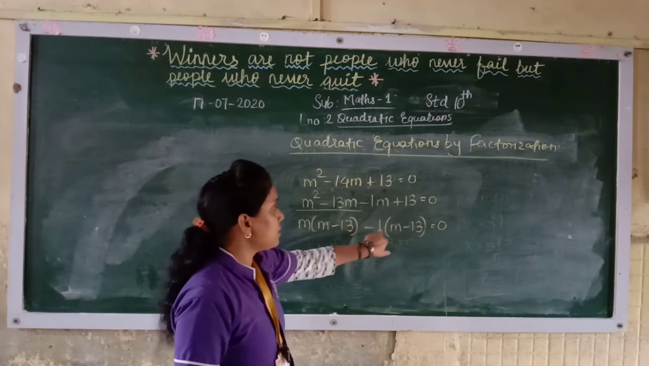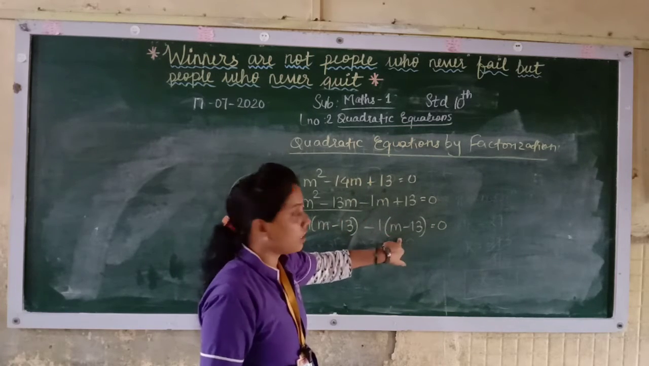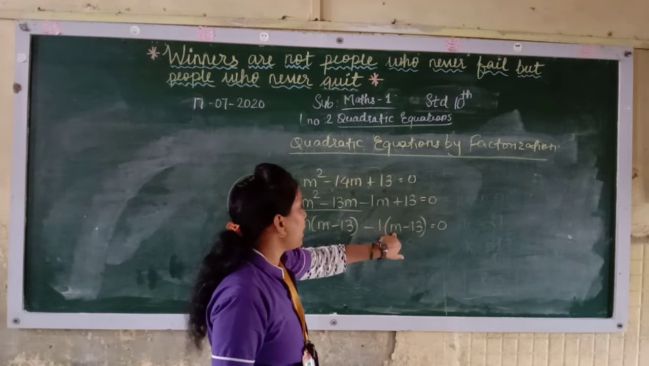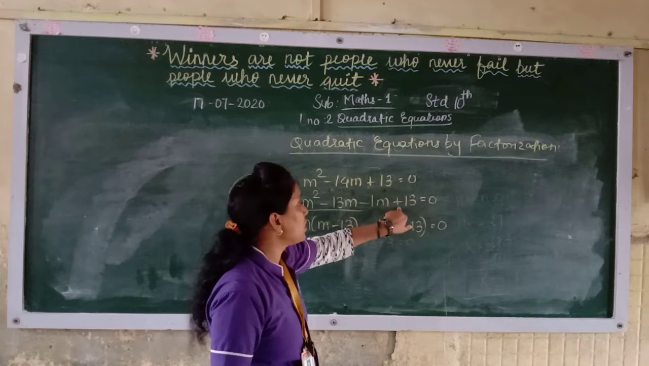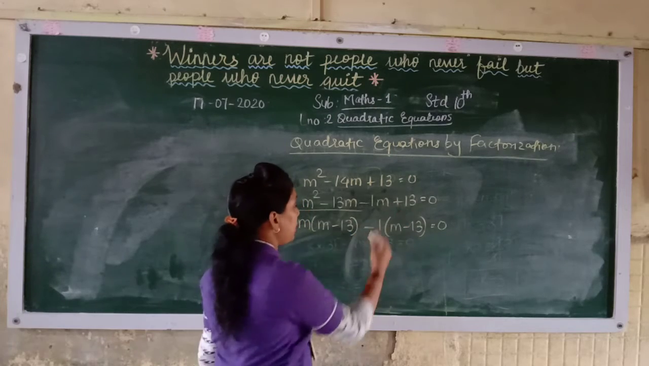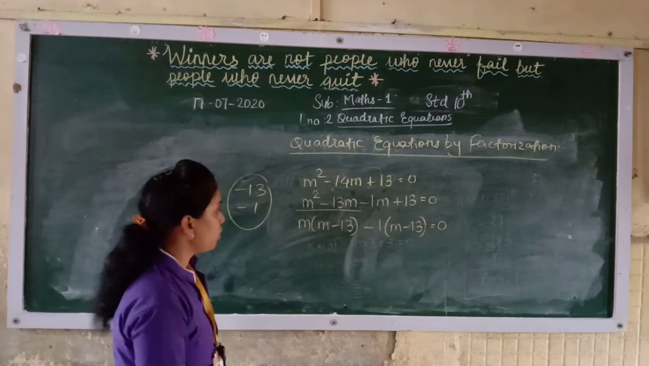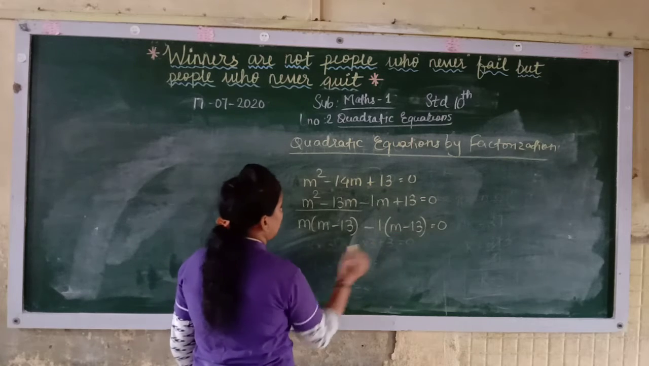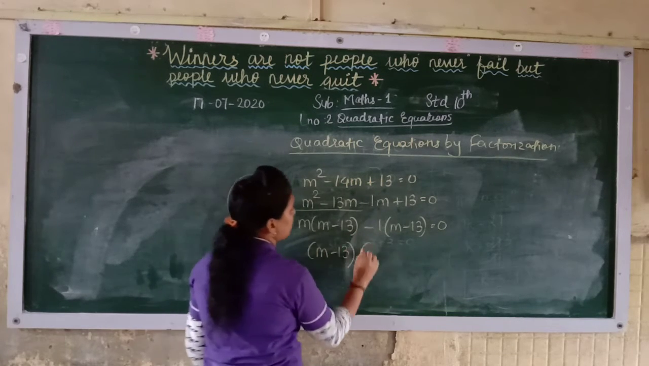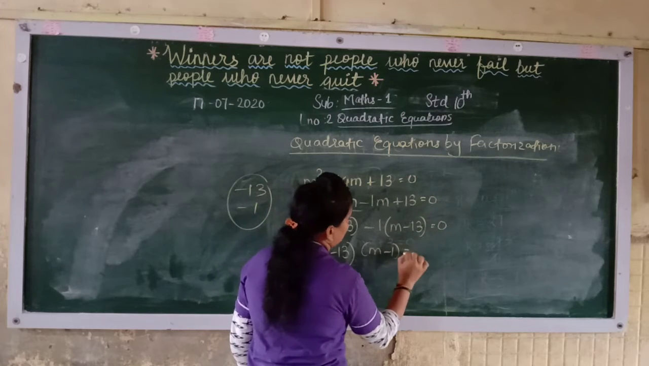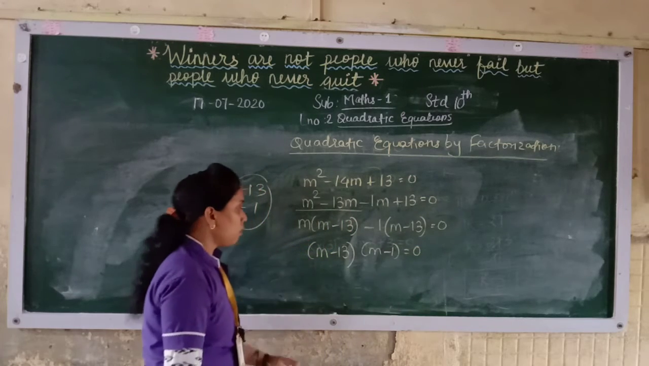Now see, why minus 13? Because you have put a bracket over here. Now minus 1 into n is minus 1n. And minus into minus 13 will come as plus 13. So you have taken minus sign common over here. So now see, this bracket will come, the common bracket will come in one bracket, remaining it is n minus 1 equal to 0. Now what will you get?